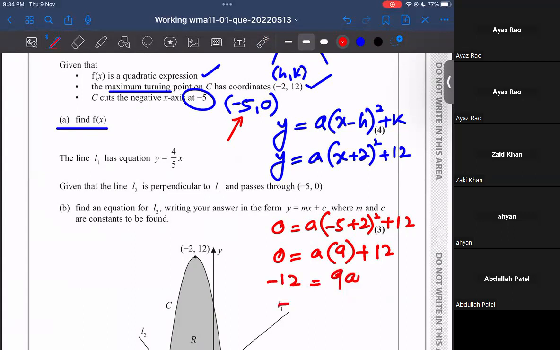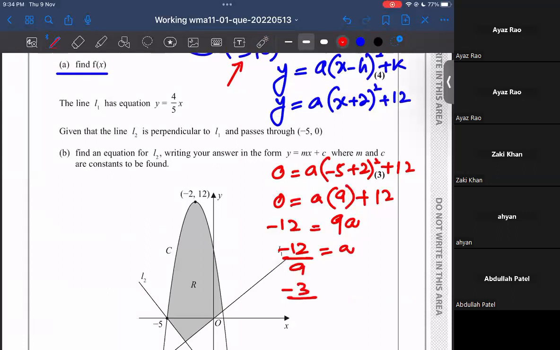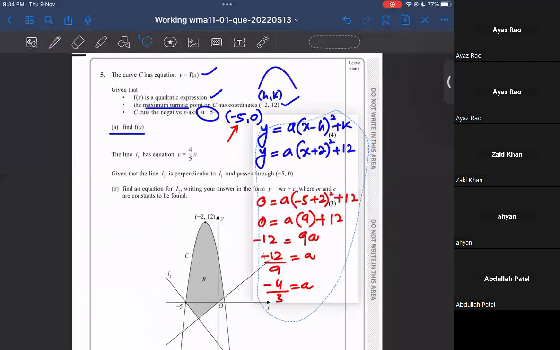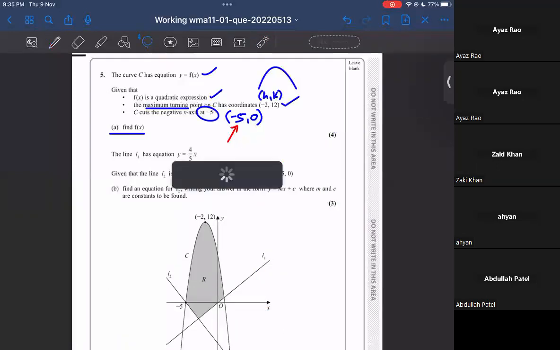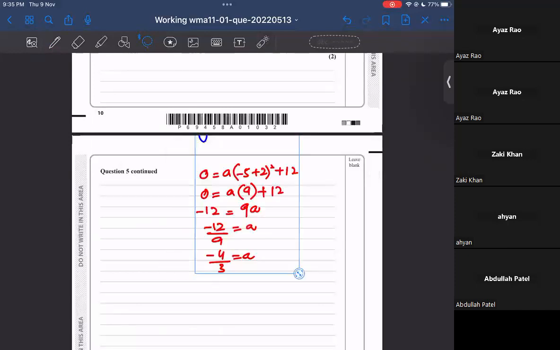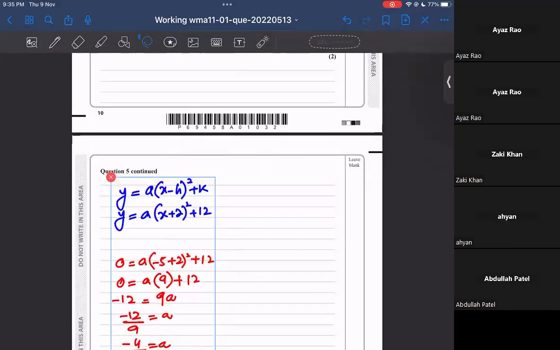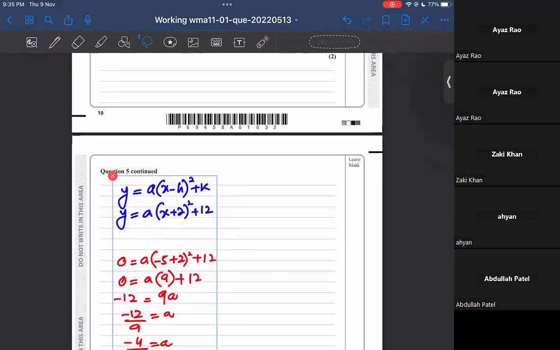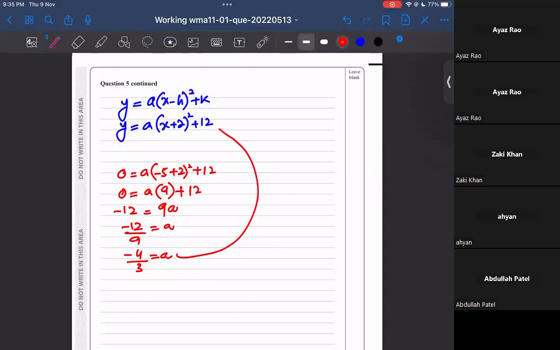The value of a is going to be minus 12 by 9. 4 3s are 12, 3 3s are 9. So I got the value of a now. I'm just going to copy this whole working in the answer space. I'm going to put this value of a in this equation. I'm going to have the quadratic equation. Look, y equals minus 4 by 3 (x plus 2) whole squared plus 12.